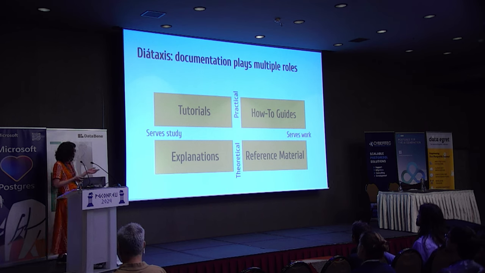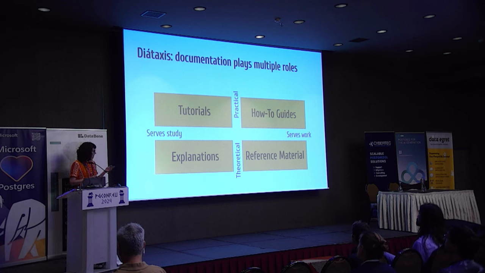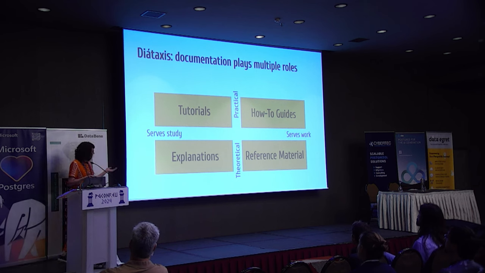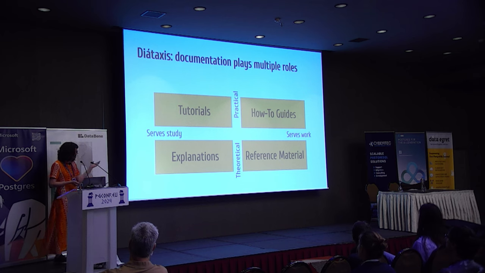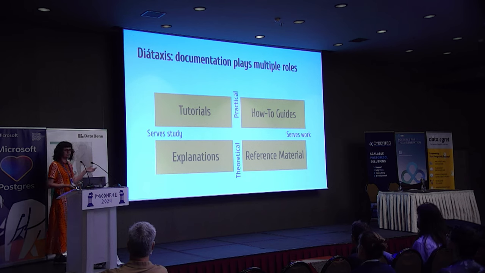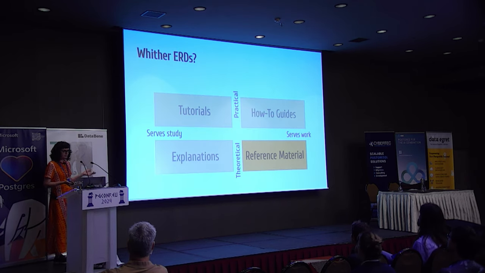So this, I think, is a really good start to a more structured discussion of documentation, even though there are things that it oversimplifies. All models are wrong, but some models are useful, and I think this one has a lot of good points to recommend it. So in these four quadrants, where do we really place ERDs?